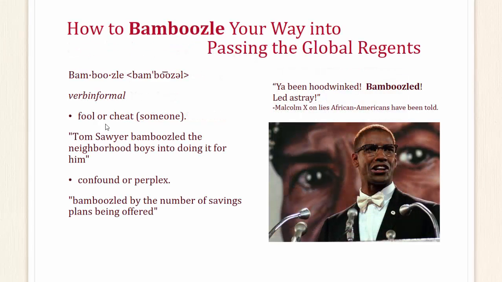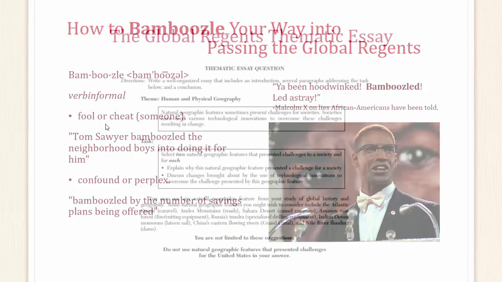Now, how to bamboozle your way into passing the global regions. Look, a lot of kids are failing the global regions. They have essays, they don't know what to write, they just leave it blank, and they fail, and they wonder why. Losers. But look, you can be a winner if you can just finagle your way into passing the global regions, and I'll show you how to do it.